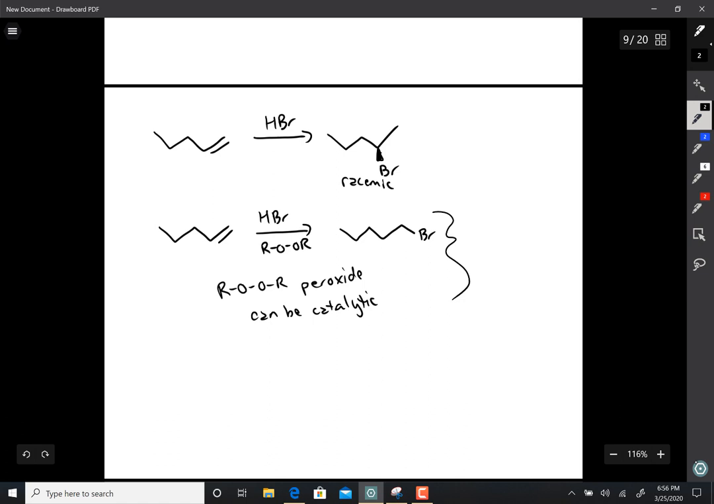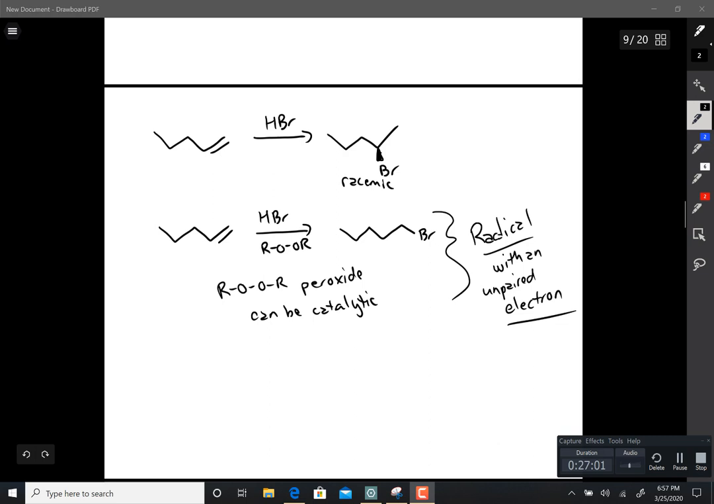And this mechanism right here is a mechanism that's going to use a new type of intermediate called a radical intermediate. A radical intermediate involves a molecule with an unpaired electron. So, the mechanism of this reaction.